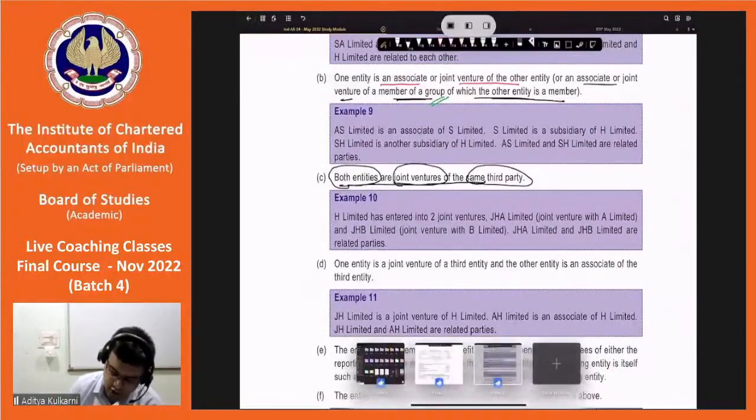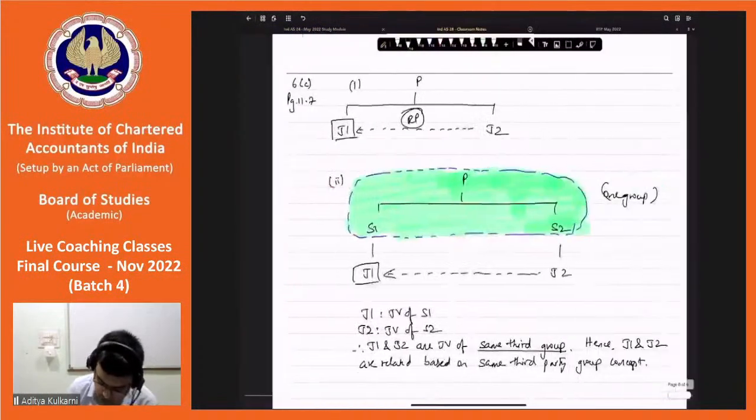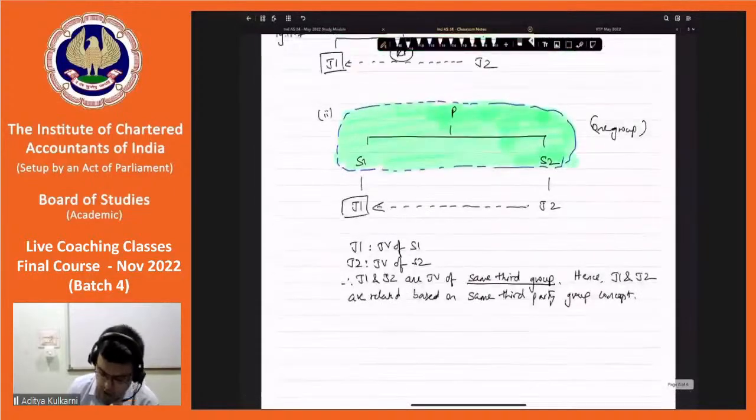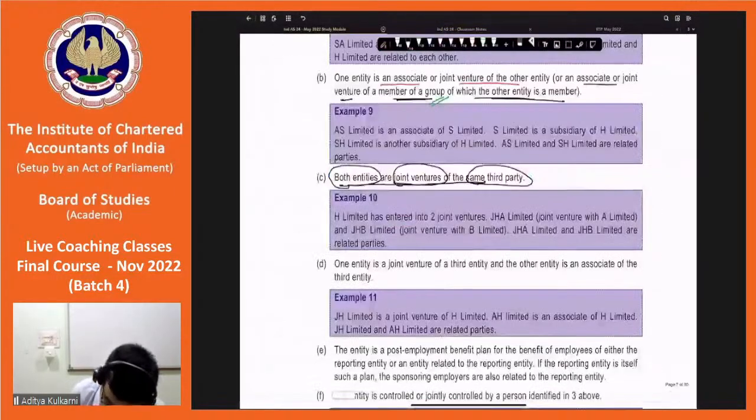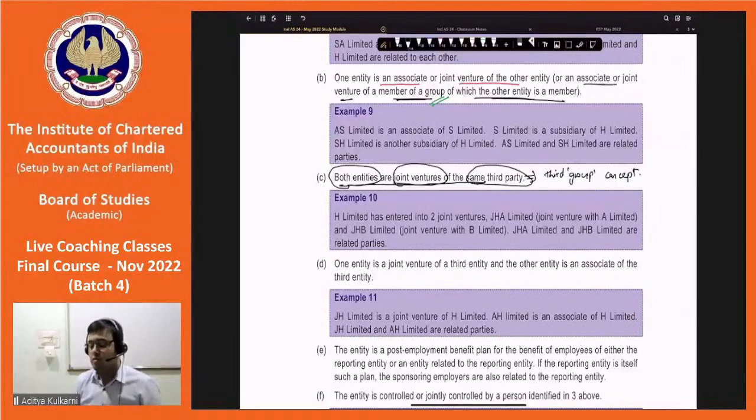All right. So that concludes 6C also. When we talk about same third party, it is the third group concept. What do you mean by third group concept? You look at the group, which is the parent and its subsidiaries. Treat it as one party and then arrive at the decision.